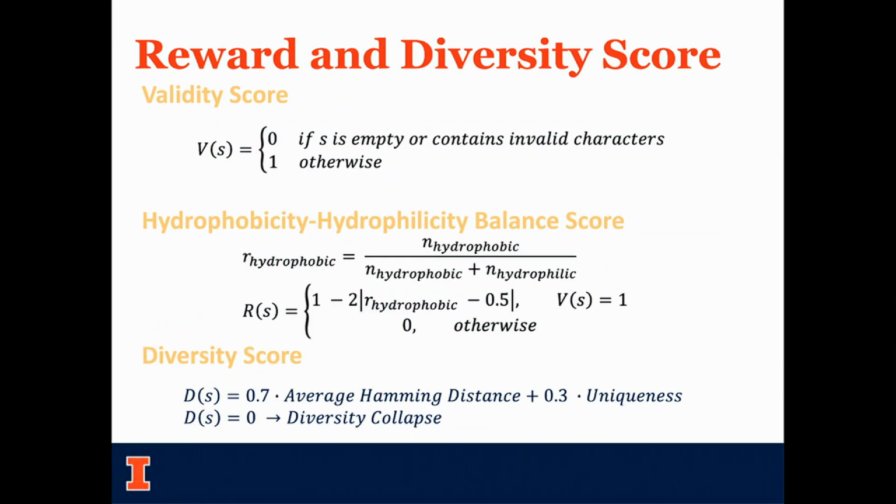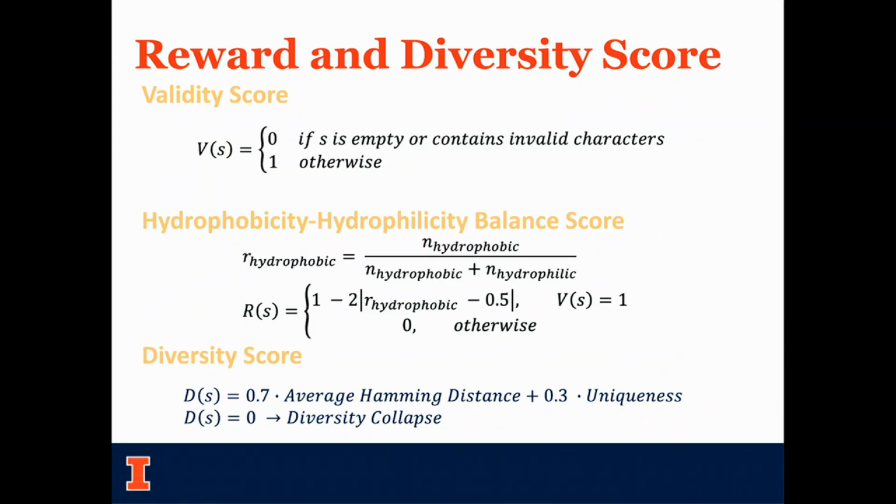Our reward model focuses on three main criteria. First is the validity of the sequence. If we generate a sequence that is either empty or contains characters that don't correspond to any real amino acids, it gets a validity score of 0, and 1 otherwise. Our main reward is the hydrophilicity balance score. Here we look at the ratio between the hydrophobic and the hydrophilic amino acids in the sequence, with an optimal ratio of 0.5. If the sequence achieves this optimal ratio, it gets a reward score of 1, and the further it gets from the optimal ratio in either direction, the lower the reward score gets.